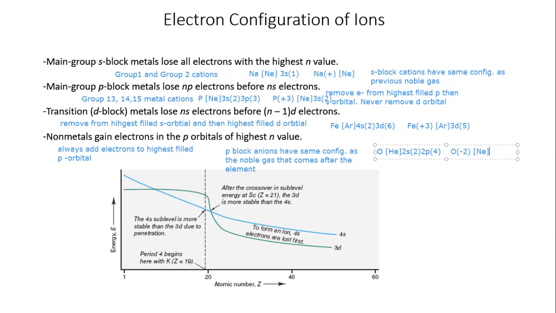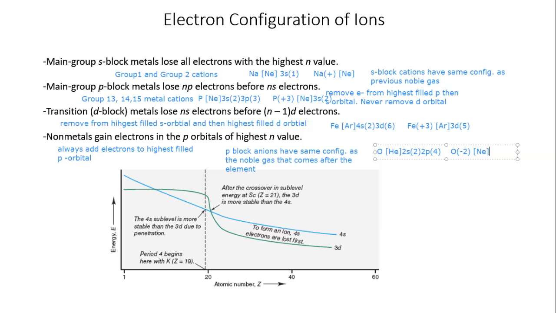So again, with the anions, it's always going to have the configuration of the noble gas that comes after the element in the p block. So oxygen, when you go to oxide, it's going to have the same electron configuration as neon. And again, we're going to go over some examples as well.